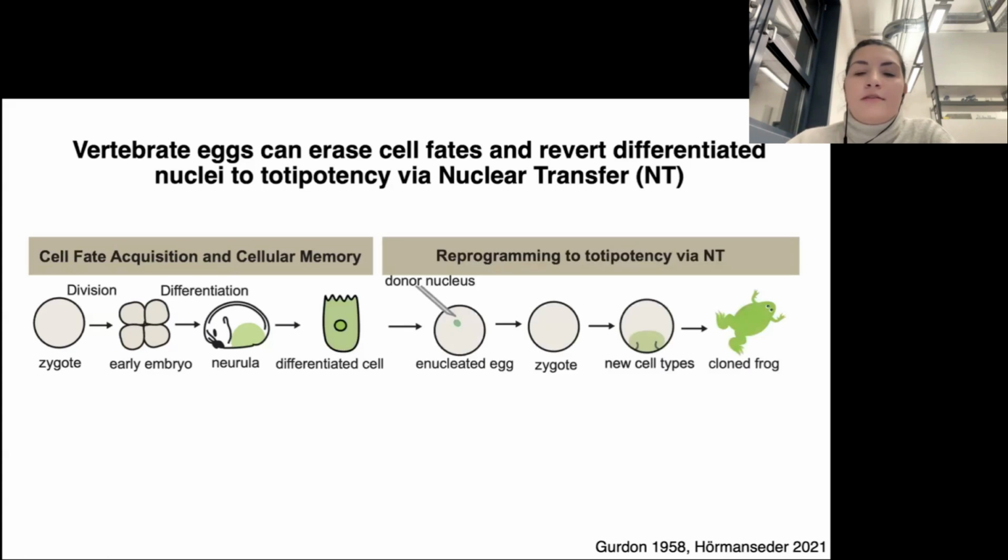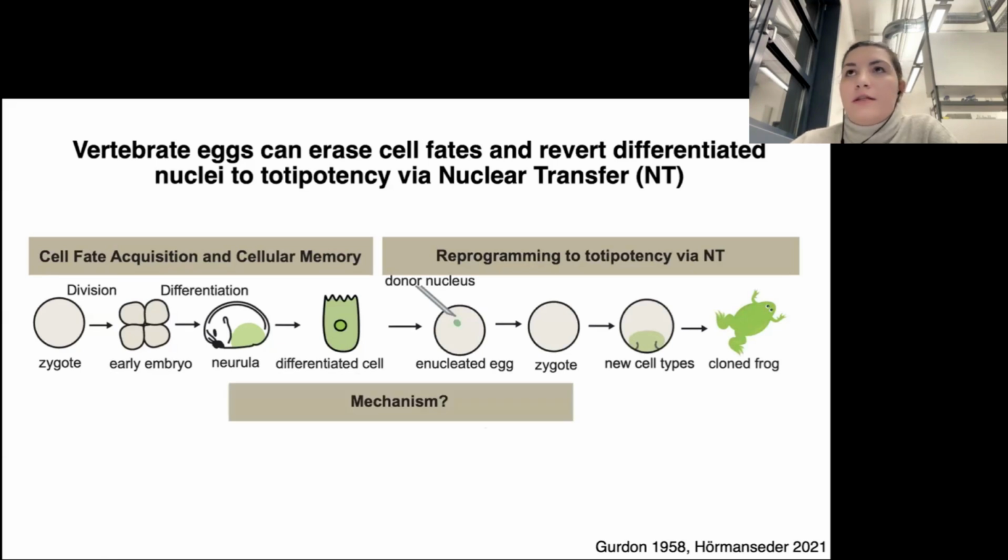And what was long thought to be a one-way street in developmental biology turned out to be a dogma that was shattered in the 1950s by the pioneering work of John Gurdon, who showed that by injecting a differentiated nucleus into an enucleated egg, one can reprogram cells to a totipotent zygote, which eventually develops into an embryo, giving rise to new cell types, and finally resulting in a cloned adult organism. And even though this technique has been around for many decades now, the mechanisms still remain poorly understood.